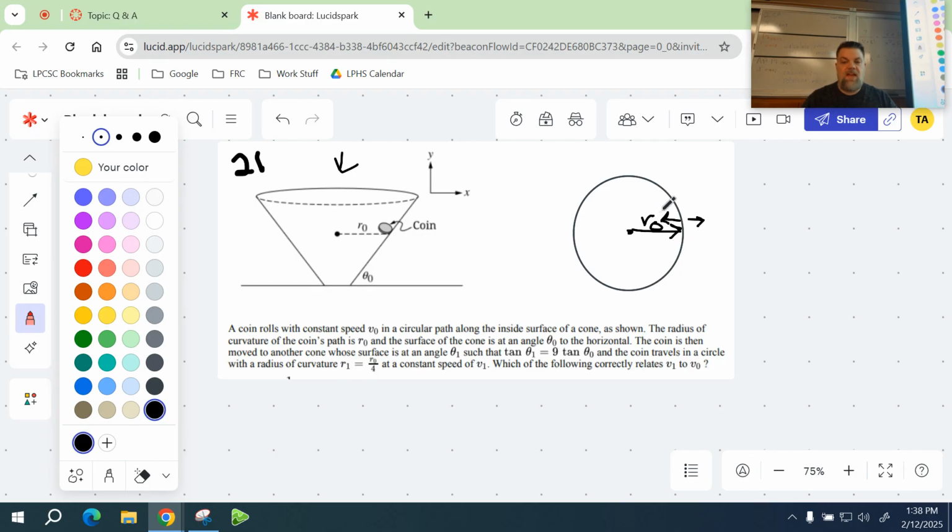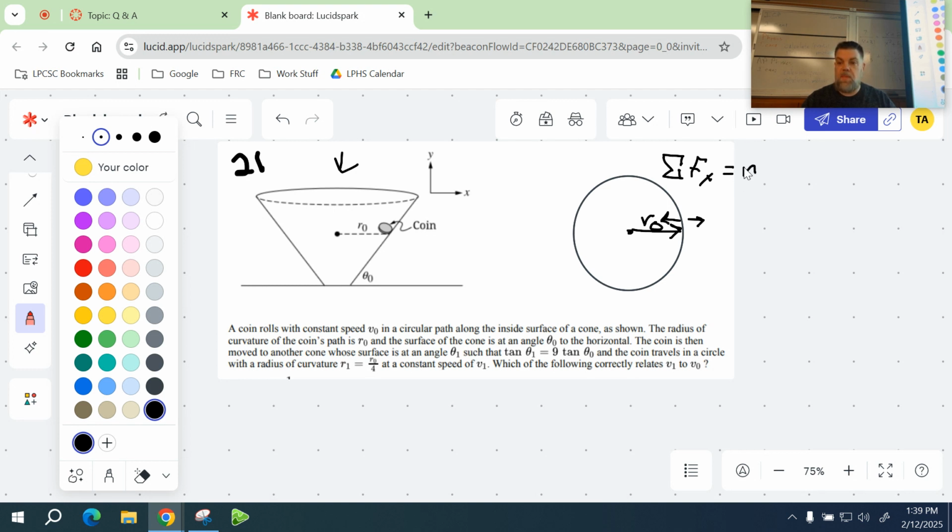So then we've got to think about the normal force, which acts perpendicular to the surface of the cone at the angle theta naught to the vertical. Okay? So let's kind of unpack that. Remember, this is y and this is x. So if I were to figure out the sum of the forces in the x direction, you could think of that two ways.